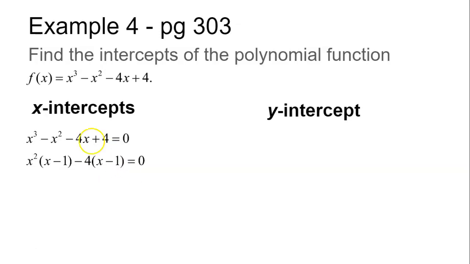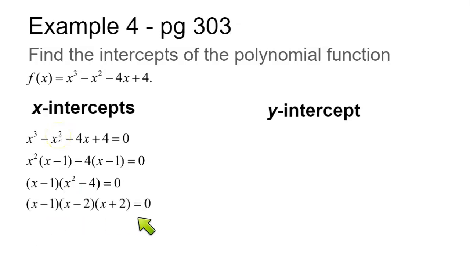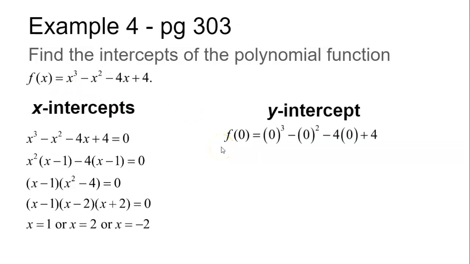And I can bring those outside terms together. So that gives me x minus 1, and then x squared minus 4, equal to 0. And now I can figure out what the value of x is for my intercepts. I can set each part equal to 0. And when I set each part equal to 0, I get 3 x-intercepts. I get x equal to 1, x equal to 2, x equal to negative 2. The y-intercept is a little more simple. I take this function and I replace the x with 0, which means I take each x value, replace it with 0, and just evaluate, and we get 4. So my y-intercept is 4.